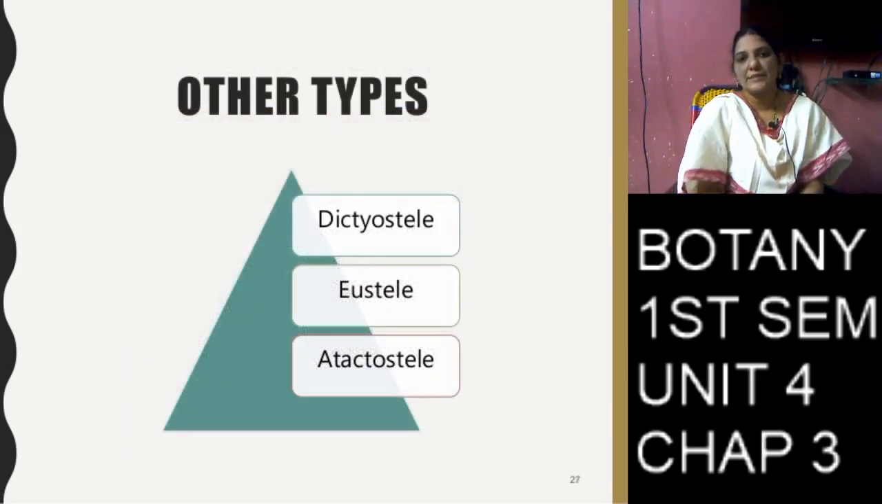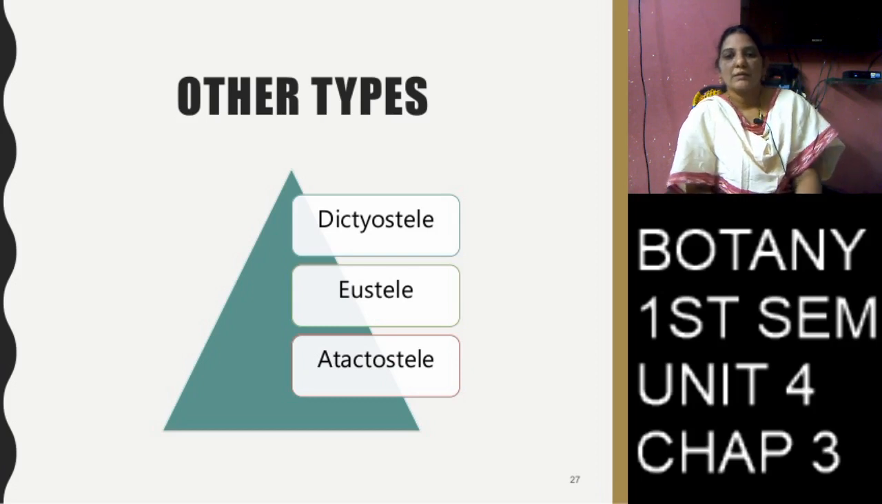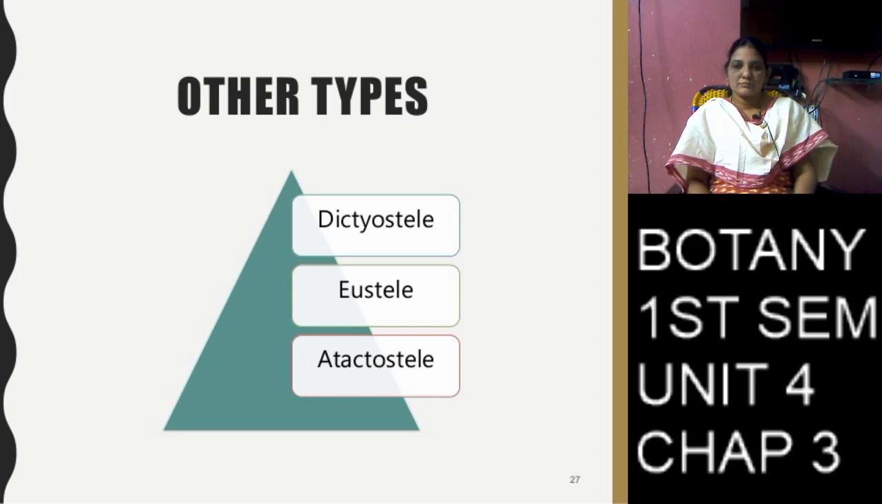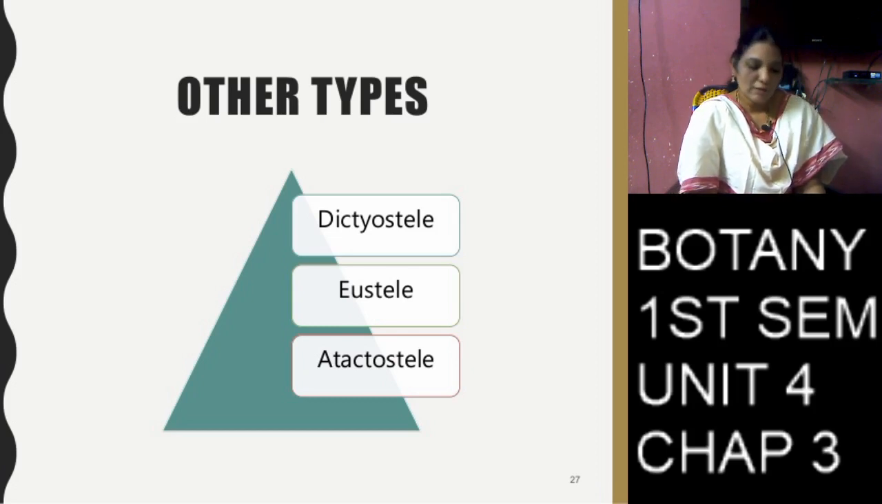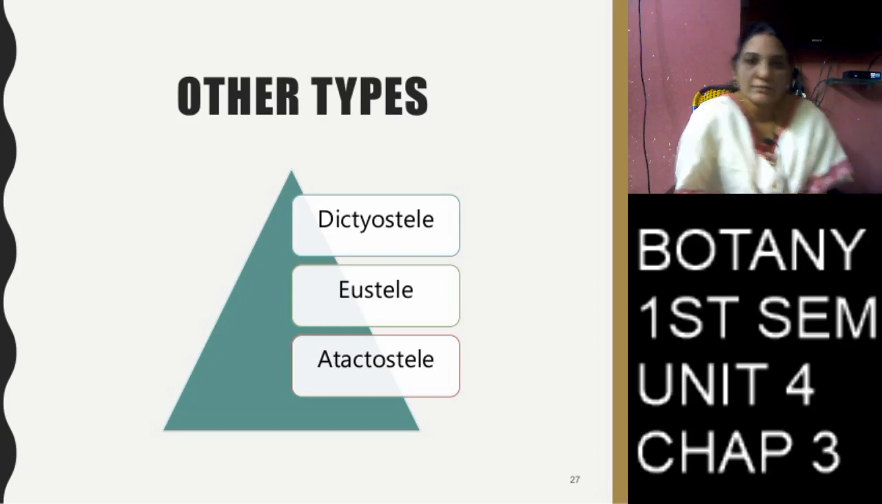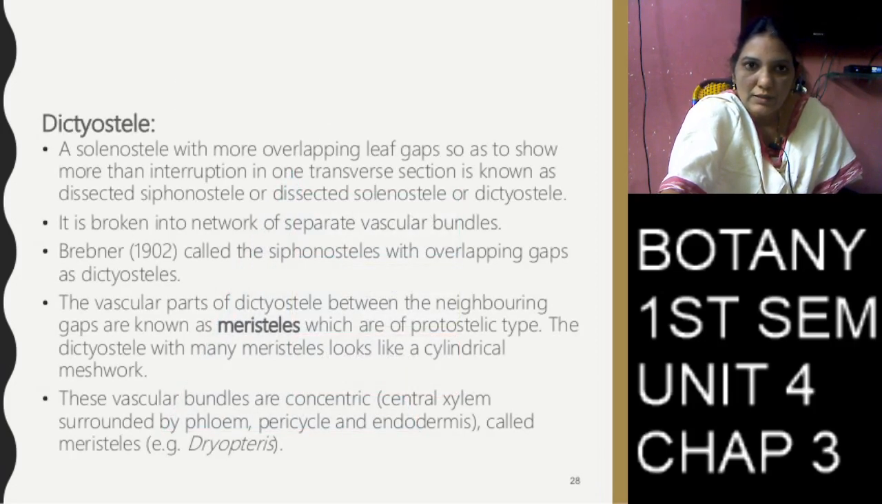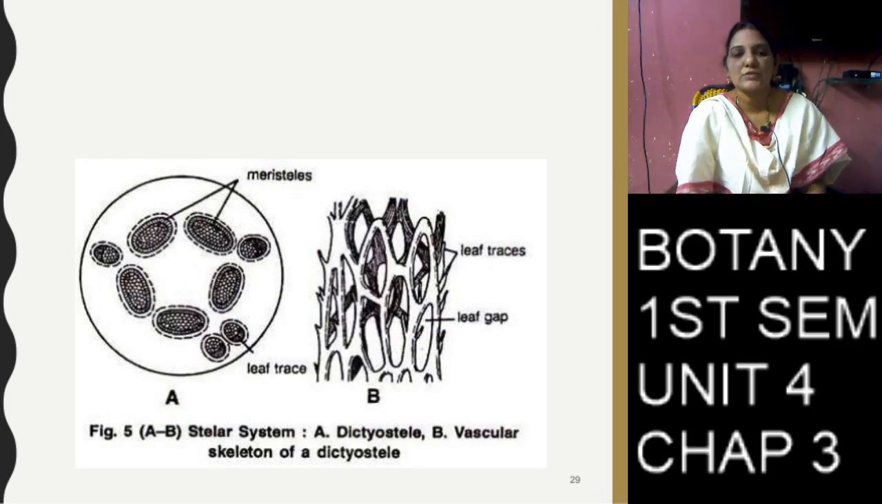So next, other types of stele: dictyostele, eustele. So here, another one is called dictyostele. So here, so many leaf gaps are there.